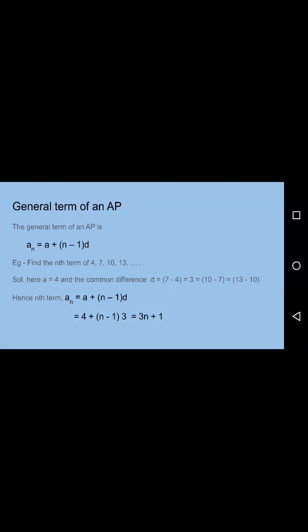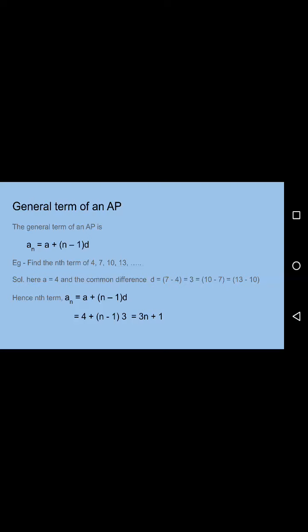Next topic is the general term of an AP. When an AP is given, we have to find out the general term. Why do we need to find the general term and why is it important? Because if we need to find any nth term in that particular sequence or AP, we should have a particular format in which we substitute the value of n, whether we need the 20th term, 25th term or 50th term. So we can easily find that.